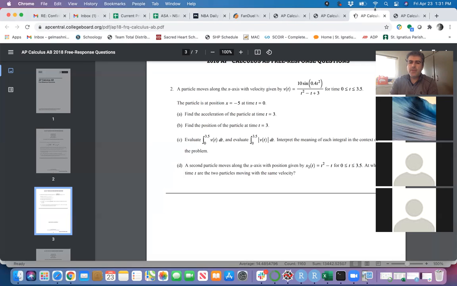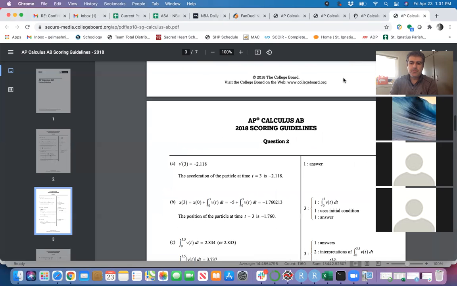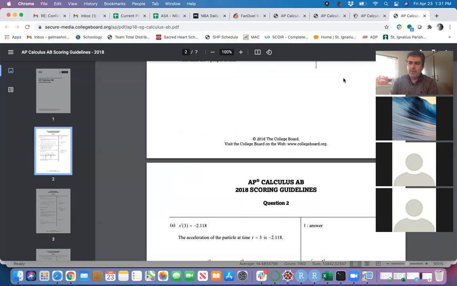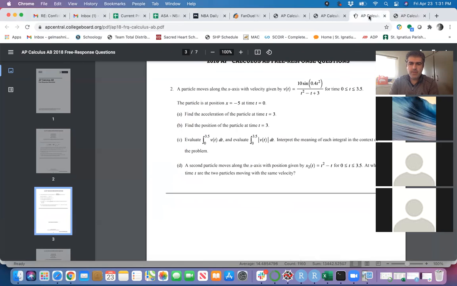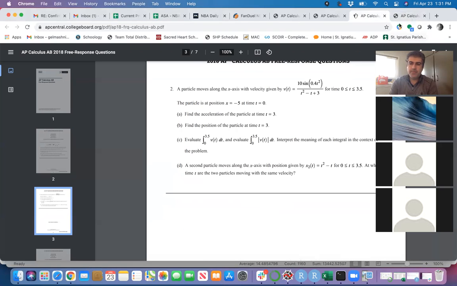So I'm going to show you the answers for A and B right now. You simply take the derivative of the velocity function to get the acceleration, which is negative 2.118. I don't think they gave us units there, so don't worry about that. But you do need at least 3 decimal places. So just store that equation as y1 in your calculator and just do the derivative.